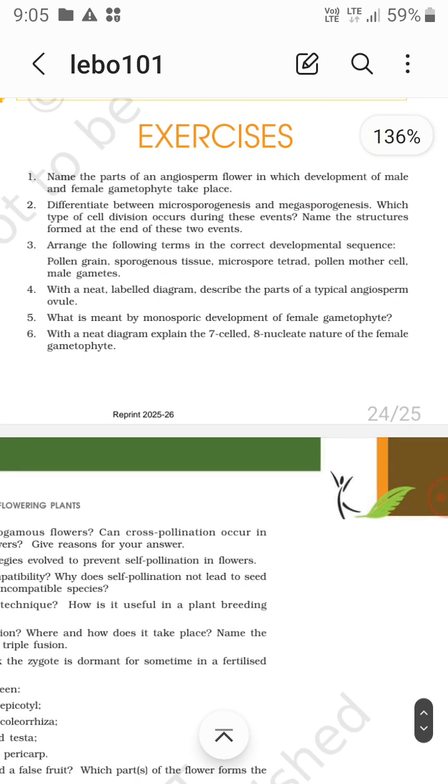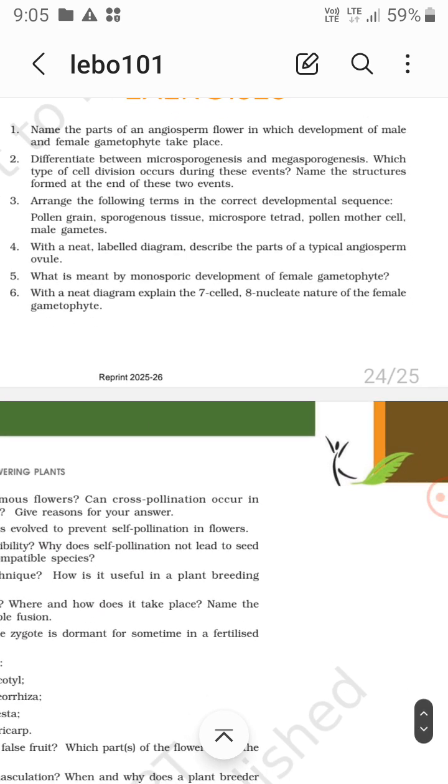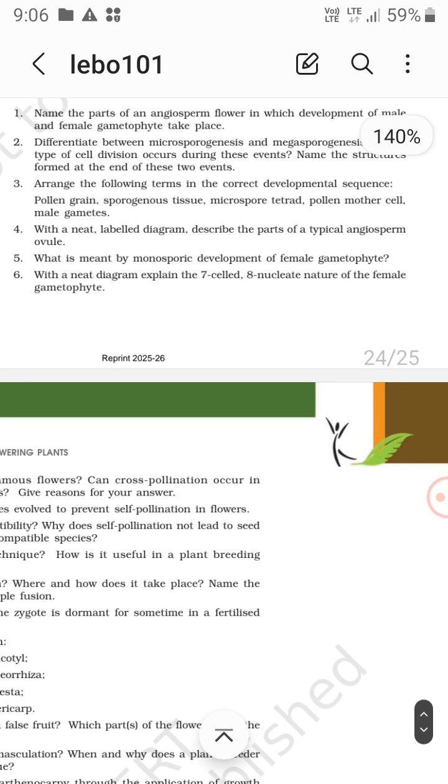With a neat labelled diagram, describe the parts of a typical angiosperm ovule. So the ovule has integuments, and then the nucellus, and inside that the embryo sac. Then there is the egg apparatus, and on the opposite side the antipodal cells, and all that at the chalaza and micropyle. So this is a typical angiosperm ovule.